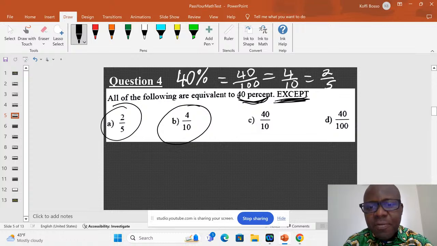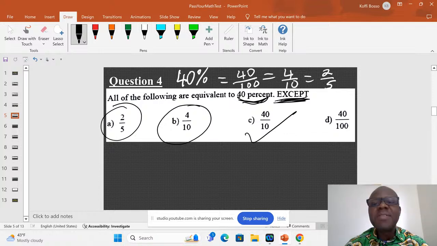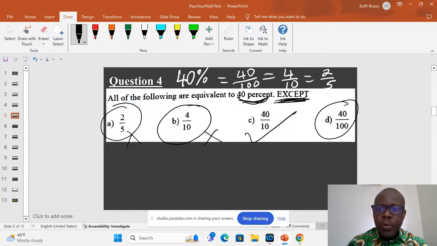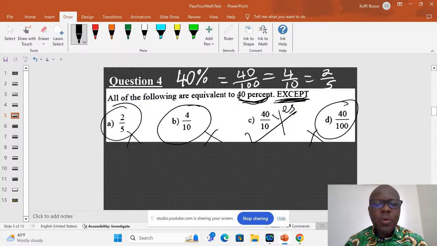C, they have 40 over 10. 40% means 40 over 100. So the correct choice is C. Now let's check D. D is 40 over 100, which is the same as 40%, but it's not what we want. So no, no, no, yes. That is the answer to the question.